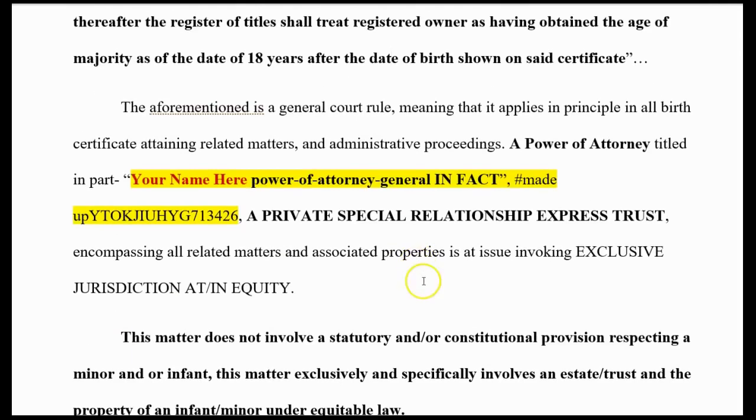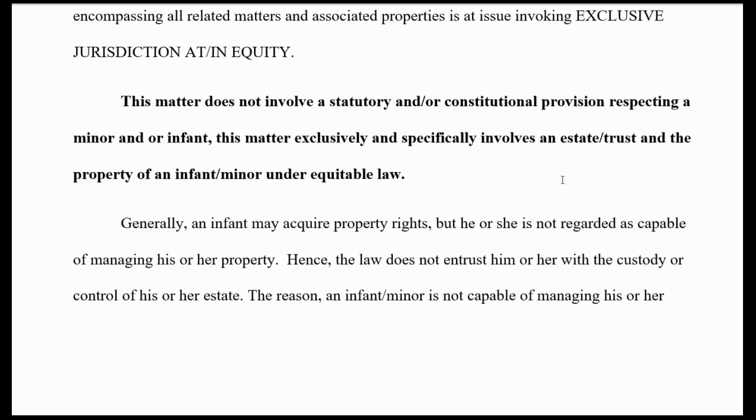The aforementioned is a general court rule, meaning that it applies in principle to all birth certificates attaining related matters. This gets into a power of attorney. We'll get into that separately, but basically there's a way that you can also do a power of attorney that they default on, and therefore appointing you with some powers to direct things even further. We'll get into that later.